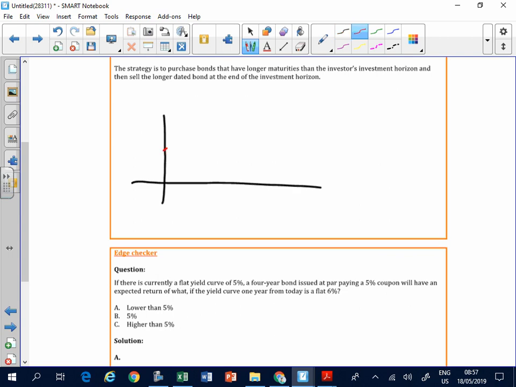Say I have a yield curve here, and this point here is a 10-year, and this one a 9-year. If I buy a 10-year bond, say for example, I initially buy a 10-year bond at 10%. Everyone happy?